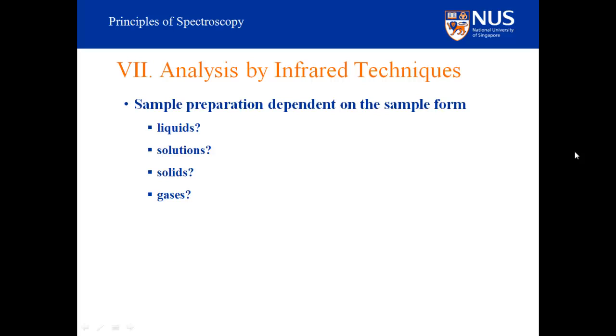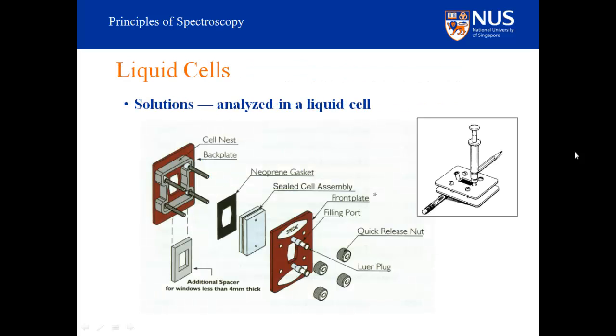But before analysing a sample we need to prepare it for analysis, and the preparation will depend on whether the sample is a liquid, solid or gas. The next few slides in this section will illustrate how this can be done. Liquid samples can be sealed in a liquid cell assembly. The liquid is placed in this sealed assembly here.